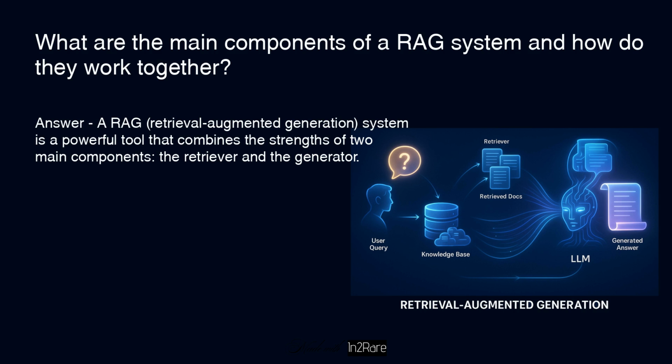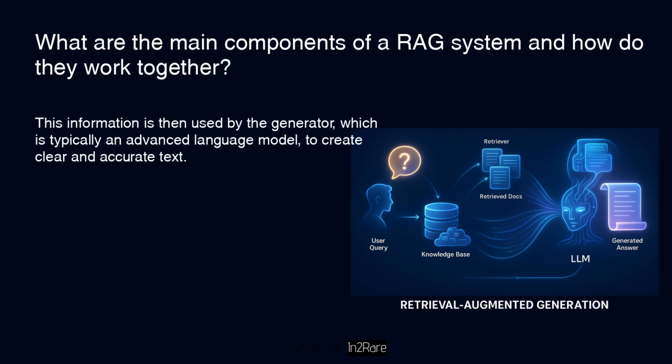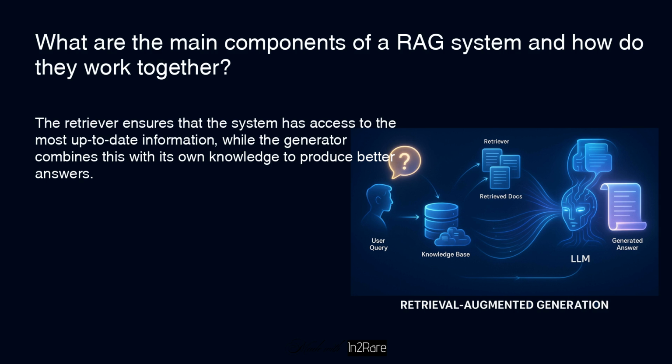retriever and the generator. The retriever is responsible for searching and collecting relevant information from external sources, such as databases, documents, or websites. This information is then used by the generator, which is typically an advanced language model, to create clear and accurate text. The retriever ensures that the system has access to the most up-to-date information, while the generator combines this with its own knowledge to produce better answers.